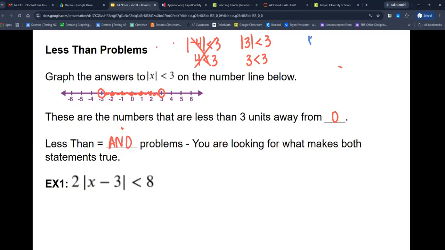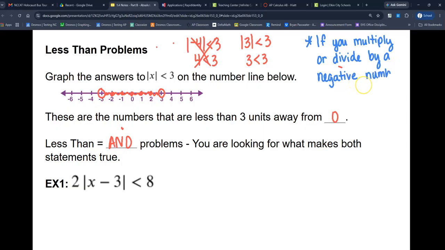If you, and I would write this down, multiply or divide by a negative number. Anybody remember what you have to do?